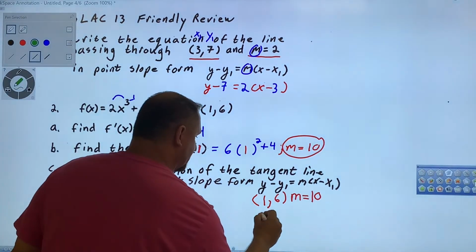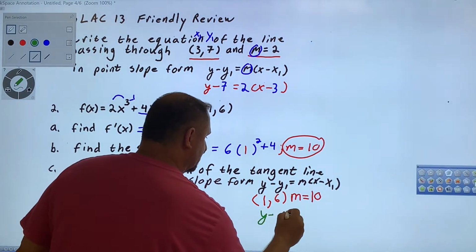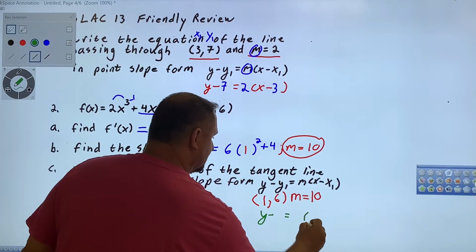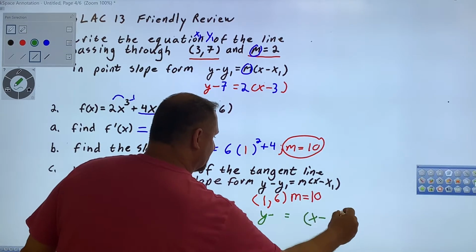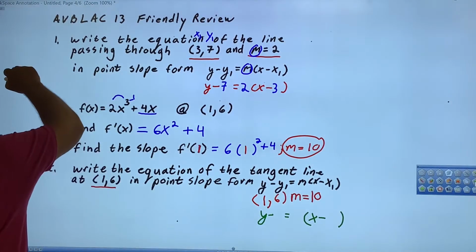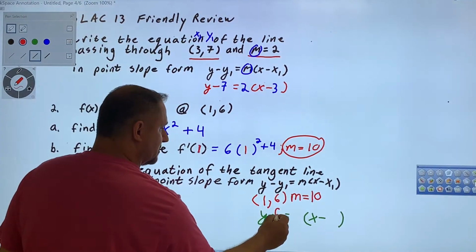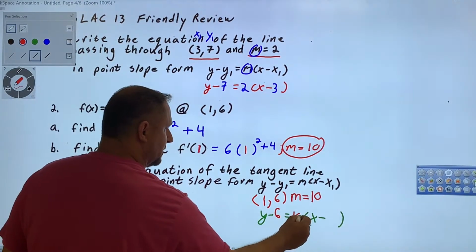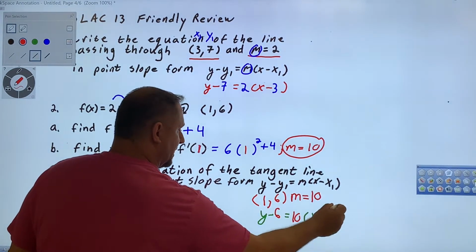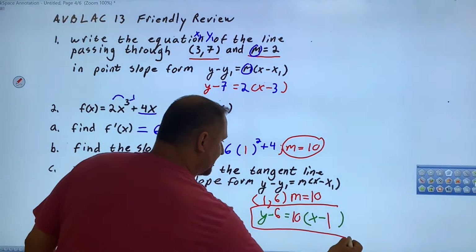And then I'm going to come over and do my template. Y minus something equals something times x minus something else. And now all I have to do is fill that in. I'm going to fill it in with my 6, my 10, and my 1. And that's your answer. Not too shabby.